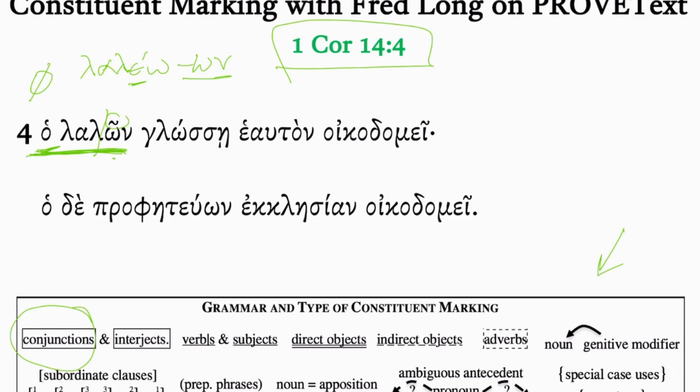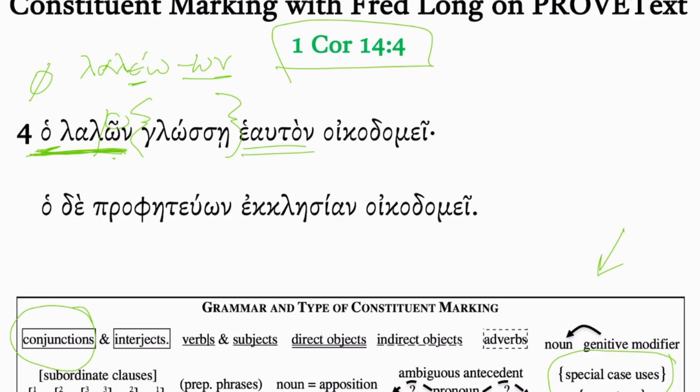Glosse. So o lalon, glosse, e auton, ikodomi. So glosse is what I'm looking at next. So o lalon is single underline, then glosse is put into curly braces. And what we've got here is special case uses. This is a dative of means, the one speaking by way of or using or in a tongue.